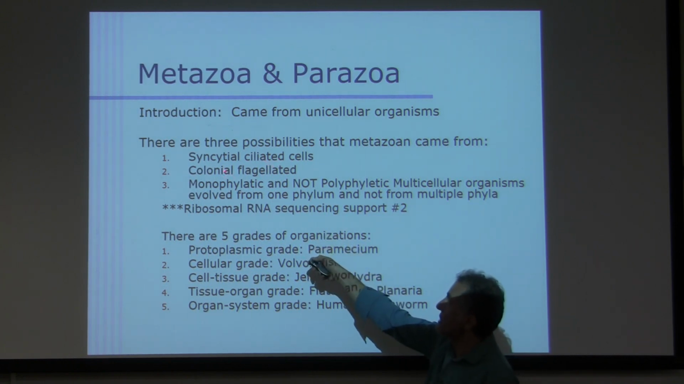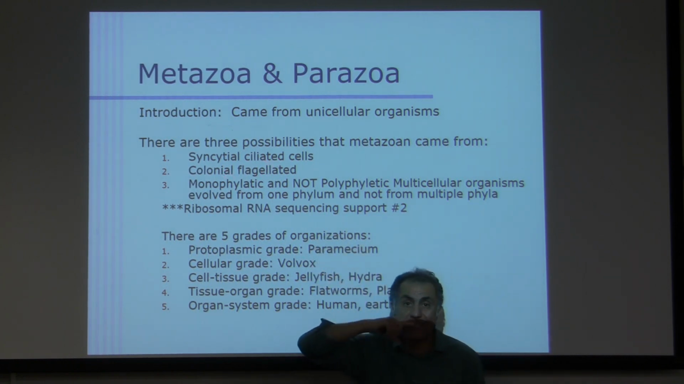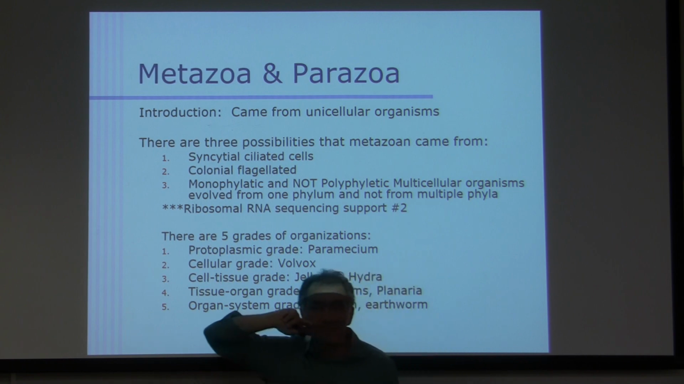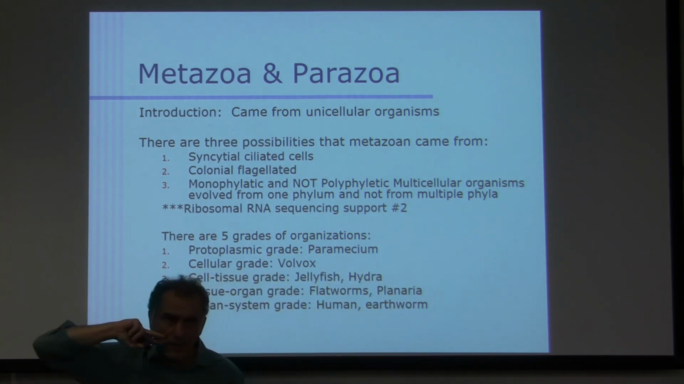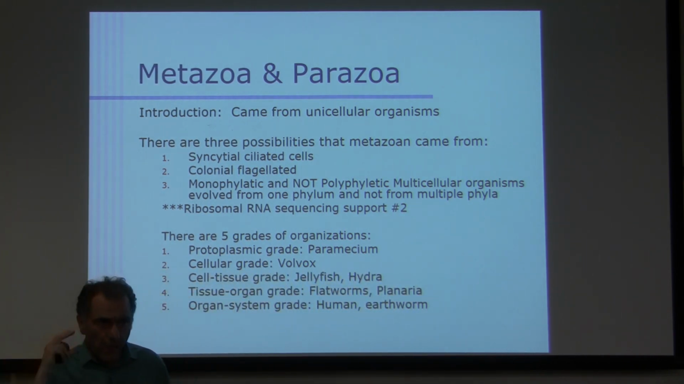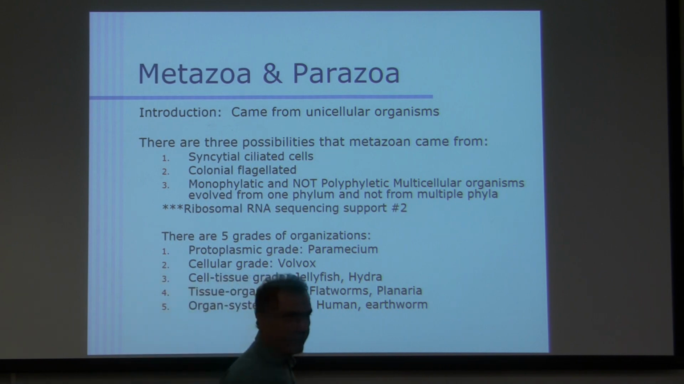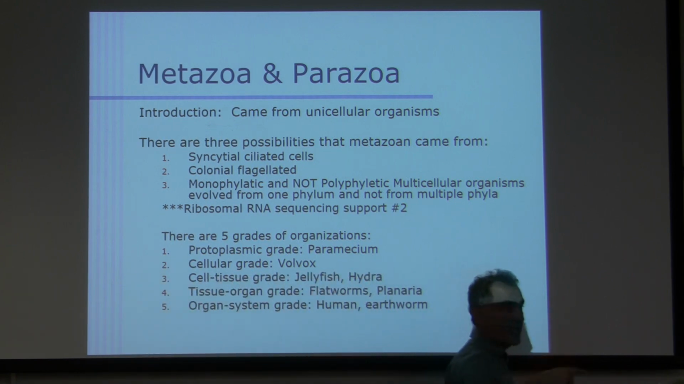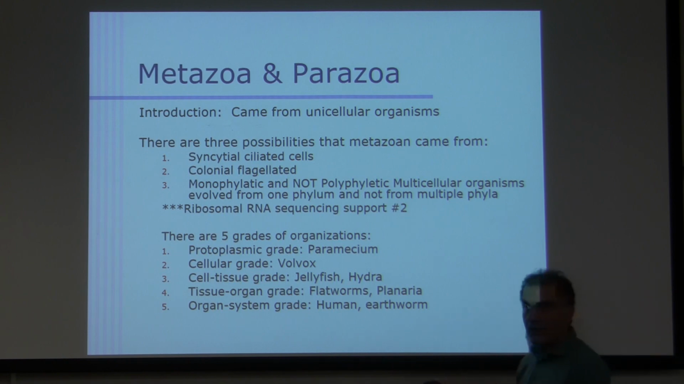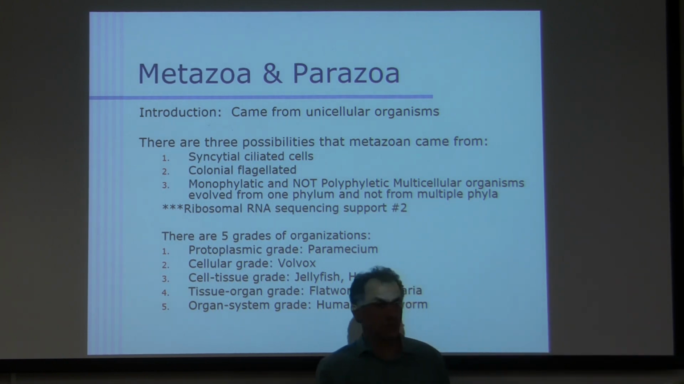Okay, the second theory, choanoflagellated. Can you give me an example of a choanoflagellated organism you studied already? Volvox. Volvox, as I said before, somebody asked you during review day why is it important? Volvox is important because multicellular organisms came from something similar to Volvox.